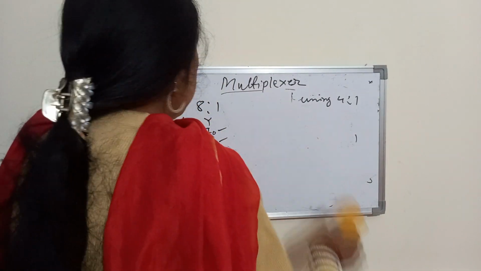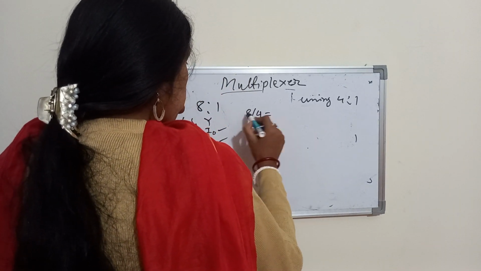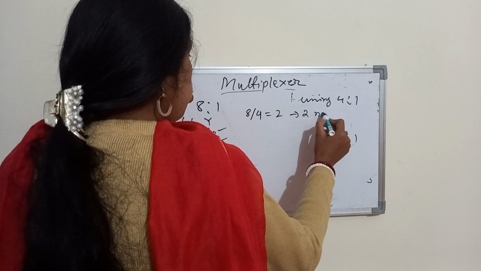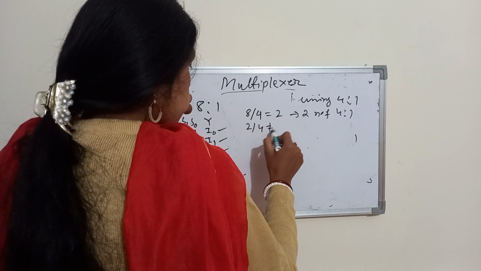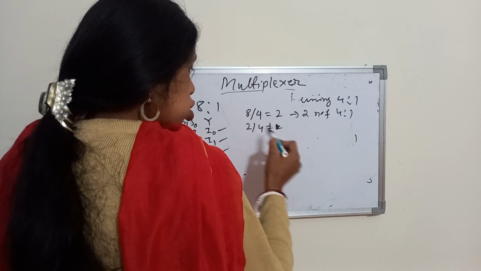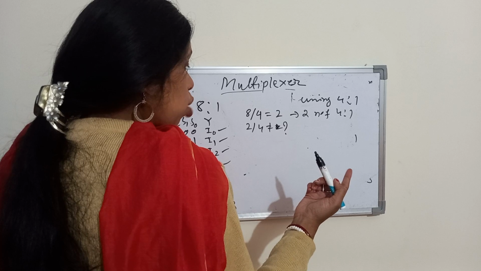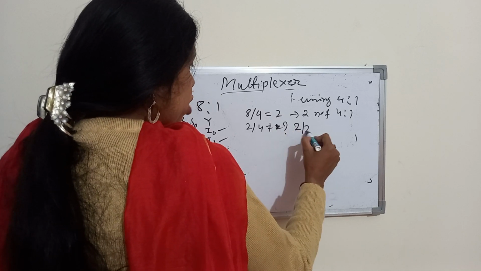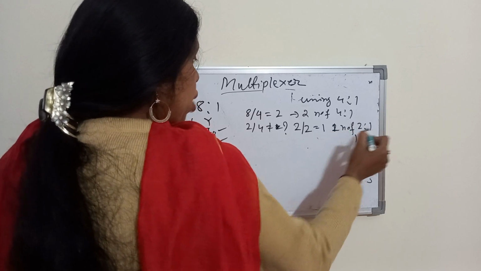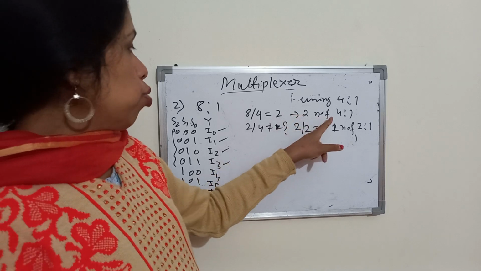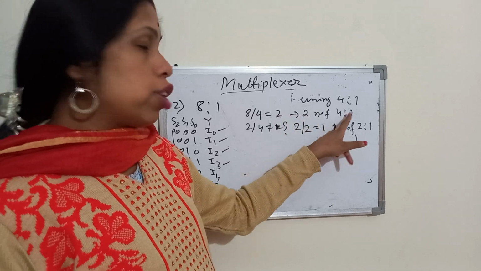Now design 8 to 1 using 4 to 1. For that I am dividing 8 by 4. How many? 2. That means 2 number of 4 to 1 muxes are required. Now I cannot divide 2 by 4, it is not possible. Then what do we do? What is the lower mux than 4 to 1? 2 to 1 is the lower mux. So I have to divide 2 by 2, which gives 1. That means 1 number of 2 to 1 mux is required. So here I got 2 number of 4 to 1 muxes.